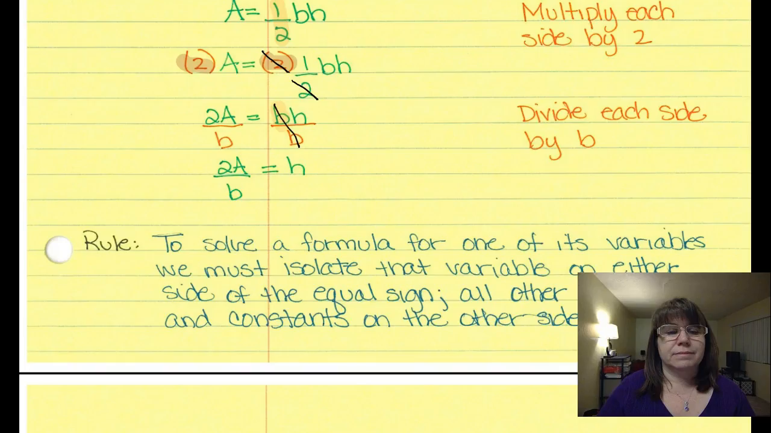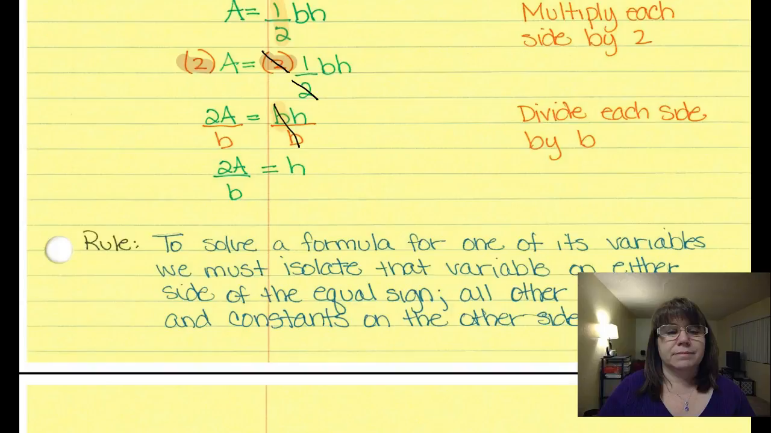So here's our rule. To solve a formula for one of its variables, we must isolate that variable on either side of the equal sign. All the other variables, all the other constants will go to the other side. And you might think, why is this helpful? Why is this useful? Because sometimes I might be solving for a particular variable and it might be easier to manipulate the formula first and then plug in everything that I'm given.